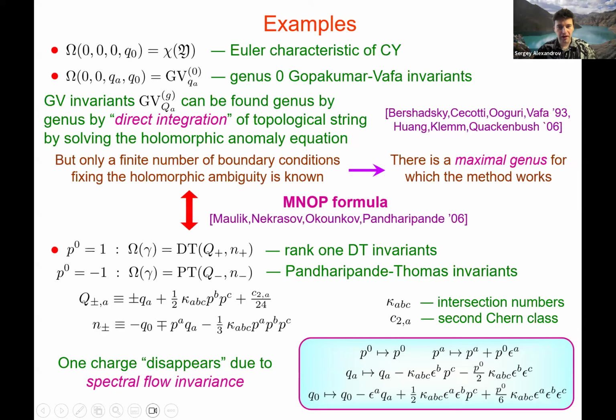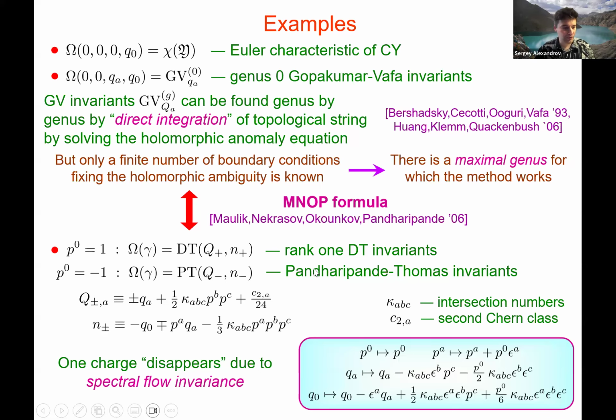I forgot to say that there is actually a general relation between these DT and PT invariants and Gopakumar-Vafa invariants, which is provided by the so-called MNOP formula, due to Maulik, Nekrasov, Okounkov, and Pandharipande, which allows one to express one type of invariant through the other type. So if you know, let's say, all GV invariants, you can compute all DT and PT invariants.